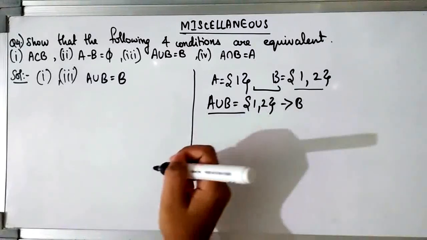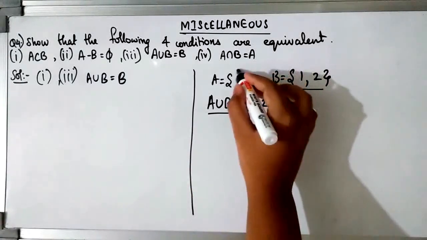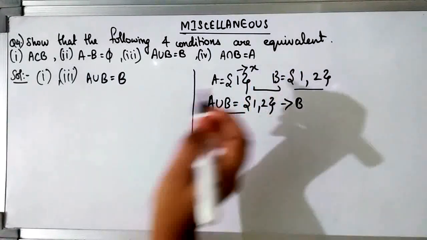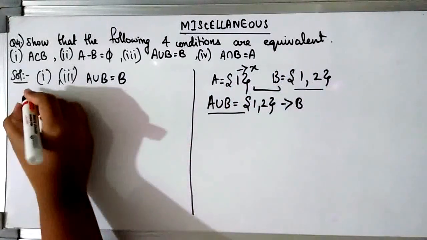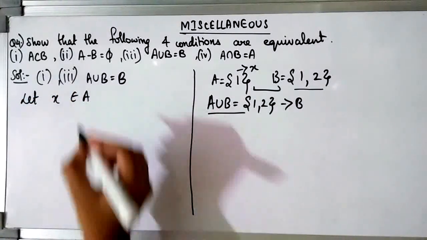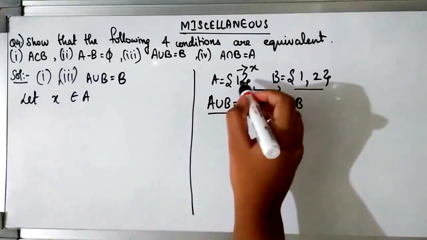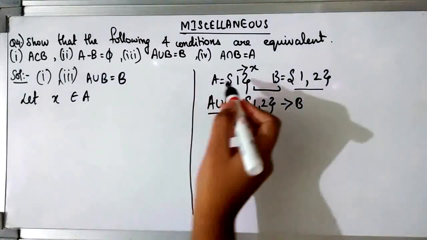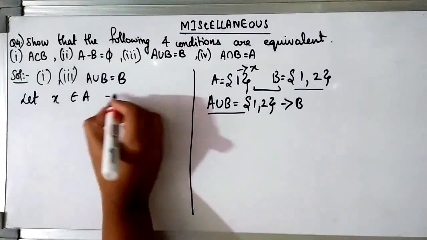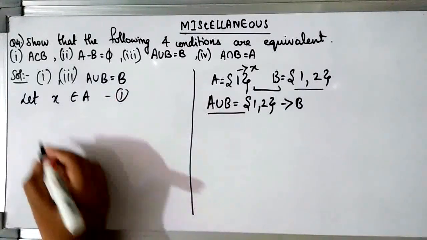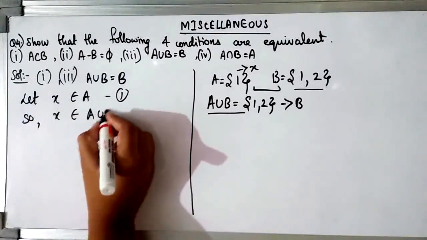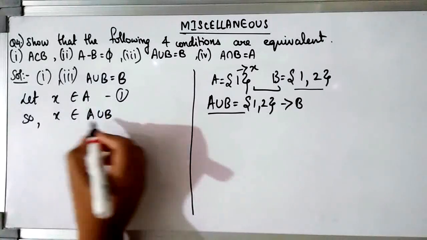Now taking this condition as an example, let us assume that this one element 1 is nothing but x. Now taking this, we will write our statements. Let x belong to A. Here x is nothing but element 1, and it belongs to set A. We have taken it in the form of x. So this is our first thing. Now with this we can say that x belongs to A union B also. If x belongs to A, then it should belong to A union B too.